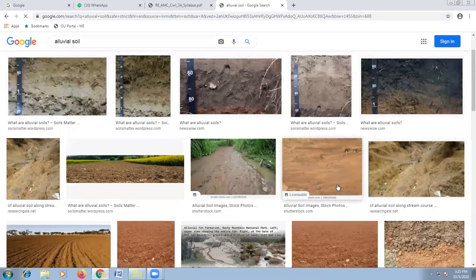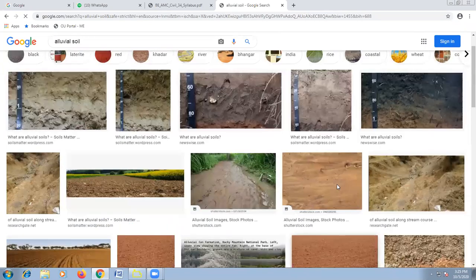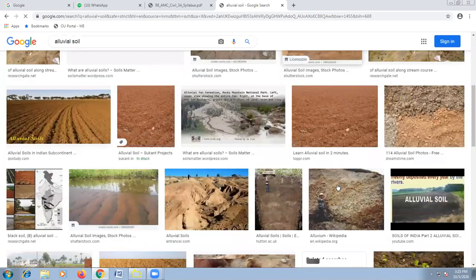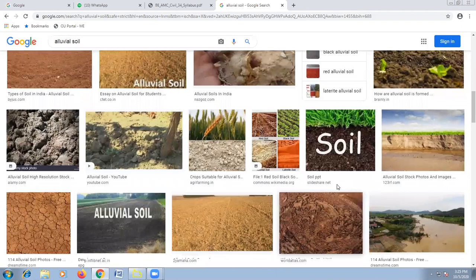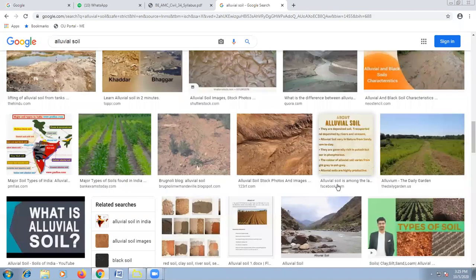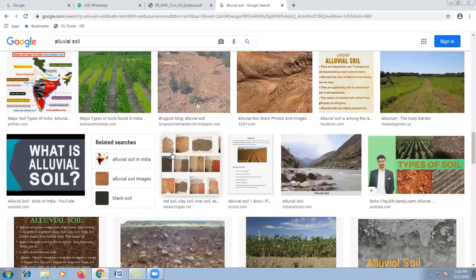Let us also see these images. These are all alluvial soils, formed generally on the plains, right?